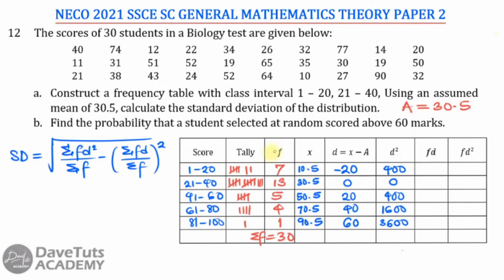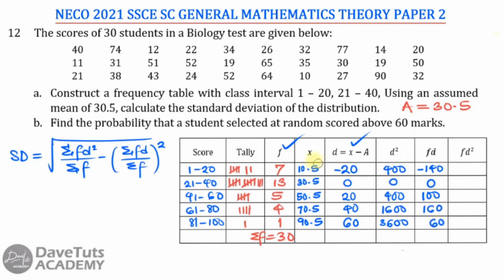So now let's get the product of our f and d. This column and this column will amount to fd, and we'll compute that because we need it in our equation. 7 times minus 20 is minus 140. We need to be careful here because we are looking at this and this. Maybe that will be a very good guide. 13 times 0 is 0. 5 times 20, that is 100. 4 times 40 is 160, and then 1 times 60, that is 60.